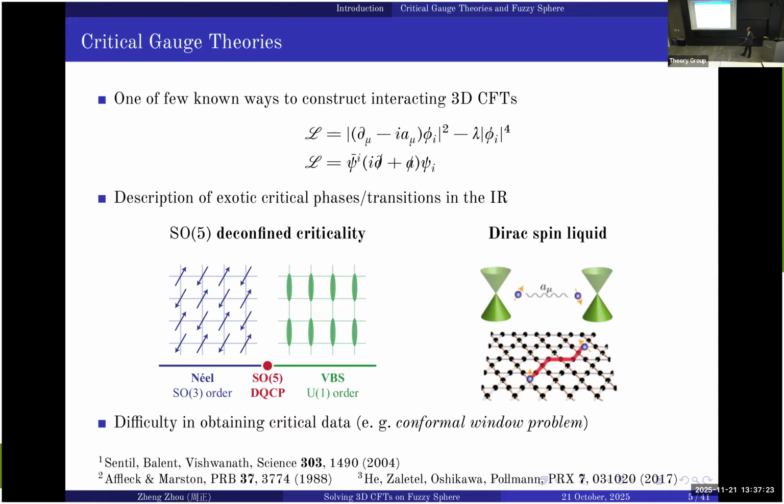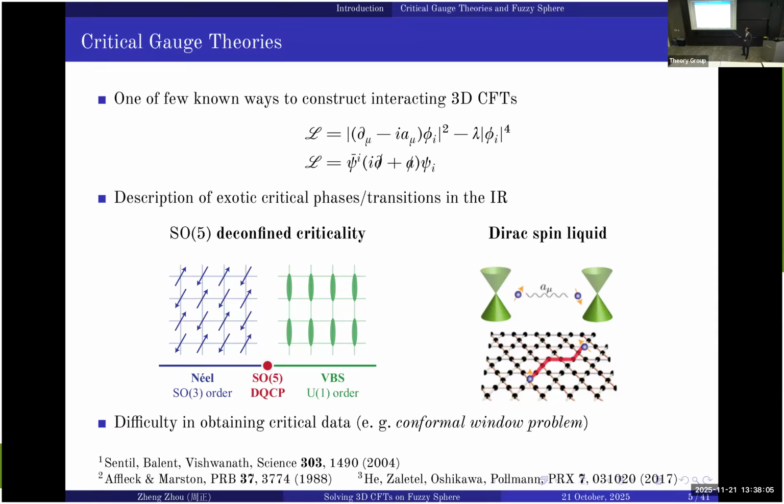One of the outstanding examples would be the critical gauge theories. Coupling complex scalars or Dirac fermions to gauge fields is one of the known ways to construct the interacting 3D CFTs. In condensed-matter setup, these critical gauge theories also describe many exotic critical phases or phase transitions. For example, the SO(5) deconfined criticality and the Dirac spin liquid, which is QED with 4 flavors. However, it is difficult to obtain their critical data.